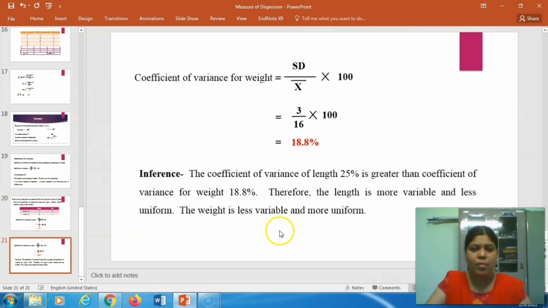So this is all about the chapter measure of dispersion, and let us revise all that. We have seen about the range, then mean deviation, after that standard deviation, and after that variance. All these are used to measure the dispersion of variables in a set of observations. So this is all about chapter number 5, measure of dispersion.